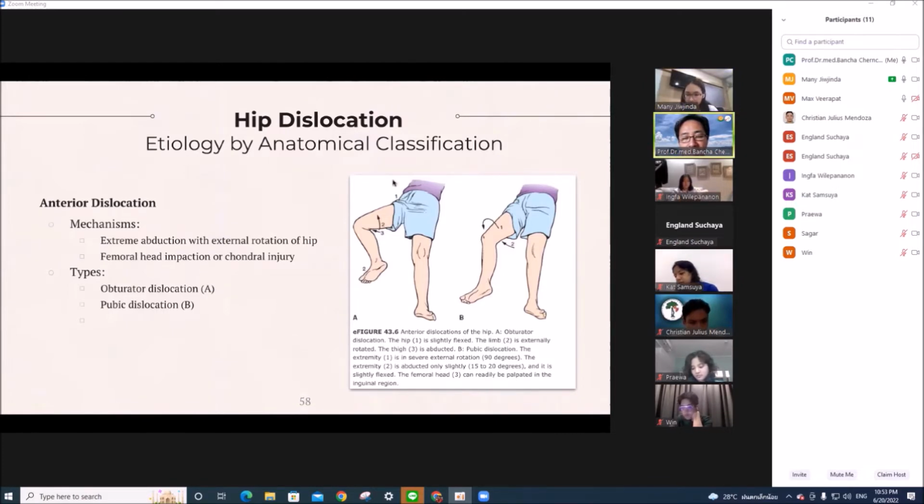Is the anterior dislocation of the hip joint common? Not common. Yeah, it's not common. Most of the cases I found are injuries from a big bite. Why? A big bite. Why?